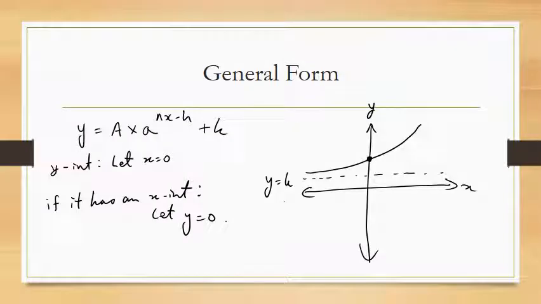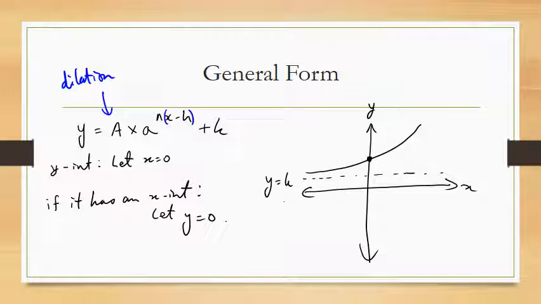The general form of an exponential function is the same as what we've been doing before. There's nothing that's different except for one little thing. So A, capital A anyway, is dilation. Whoops, that should be in brackets. n bracket x minus h.